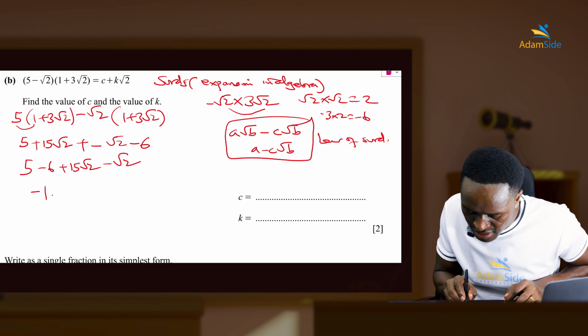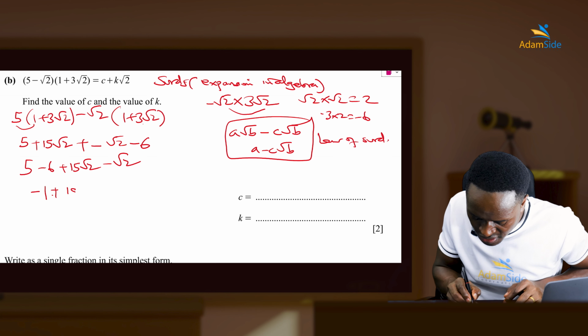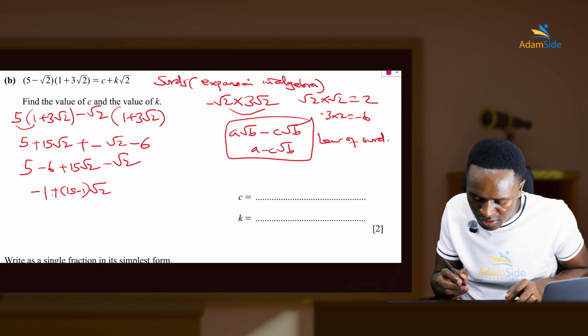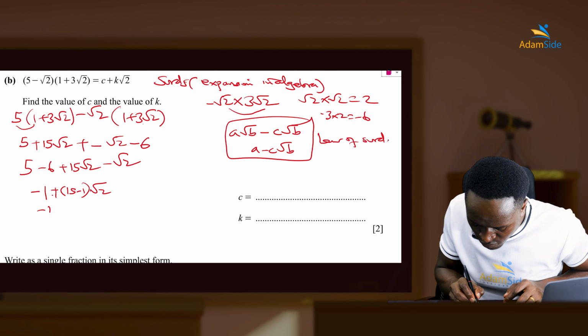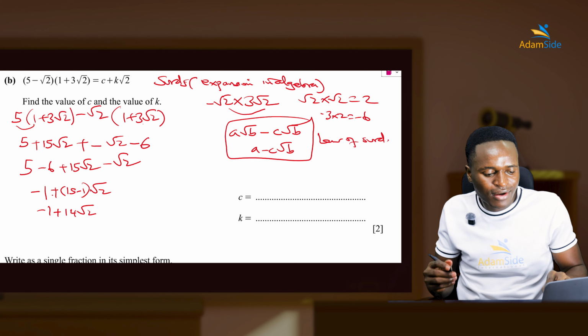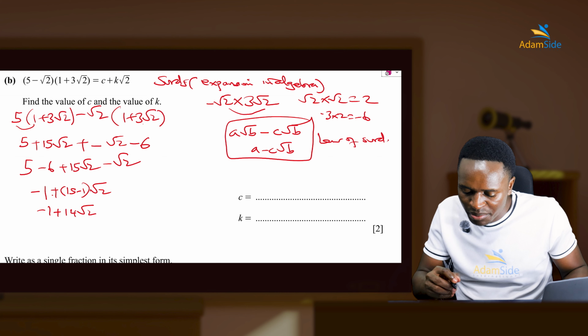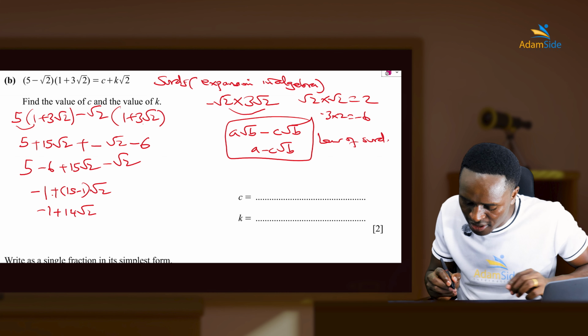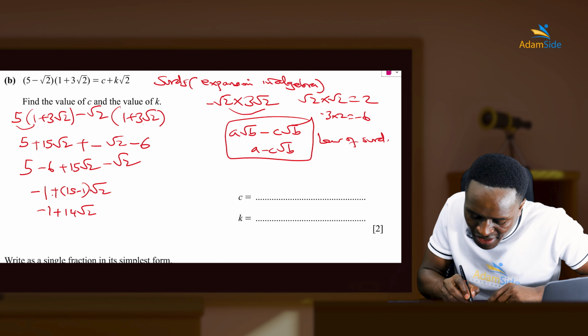You just say 15 minus 1, but they have the same number under the root, which is root 2. So here negative 1 plus 14 root 2. So what is our answer now? Remember, it says c plus k root 2. So they say find the value of c and the value of k.